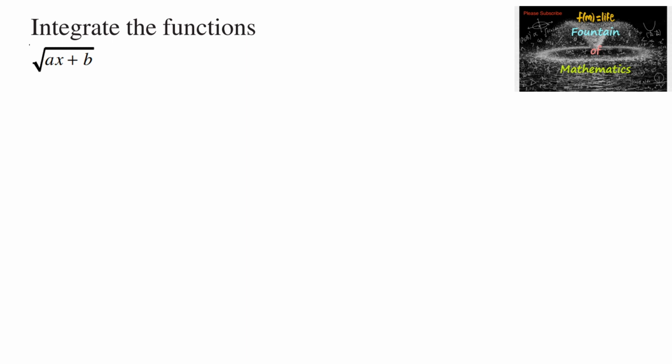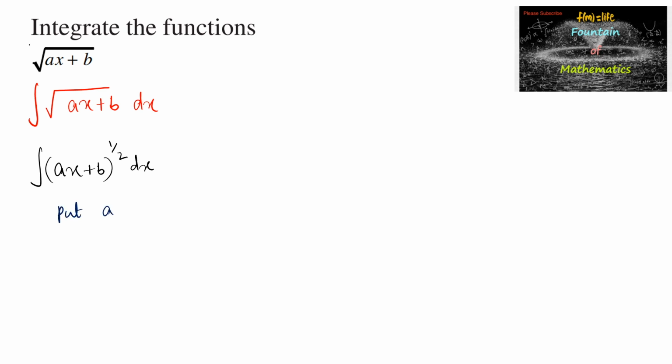Integrate the function root of ax plus b. So you can write integral square root of ax plus b dx. We can write it as ax plus b whole to the power 1 by 2 dx. Put ax plus b is equal to t, so that differentiating with respect to x, we'll be getting a dx is equal to dt, or we can write dx is equal to 1 upon a dt.